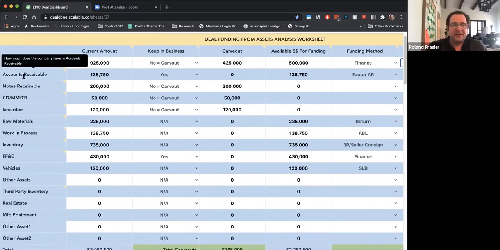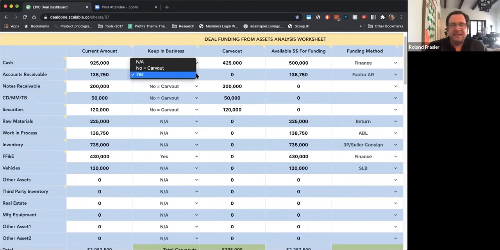Then I hop back over here and I say on the accounts receivable, am I going to keep that in the business? What I like to do, by the way, when I am going through this analysis is the very first thing I want to do is figure out what's the maximum amount that I can get out of this. And Jeff did a great job of that. So I'm not concerned yet about can I afford it or anything like that. I just want to know what's the maximum amount of cash that might be available.